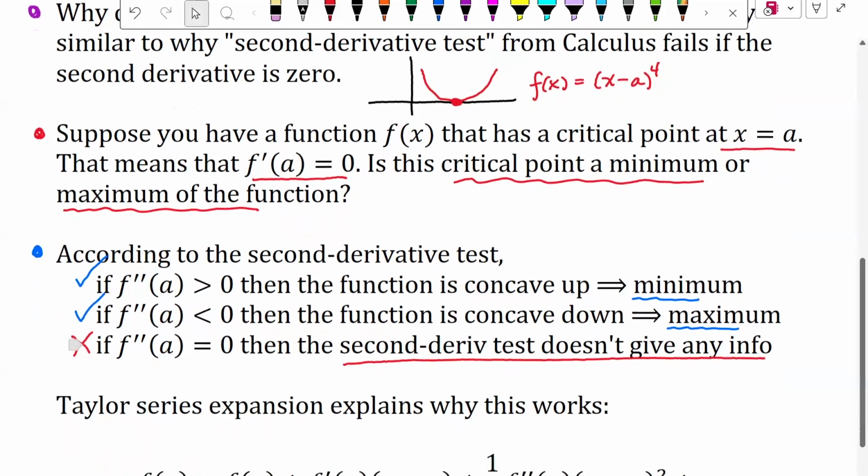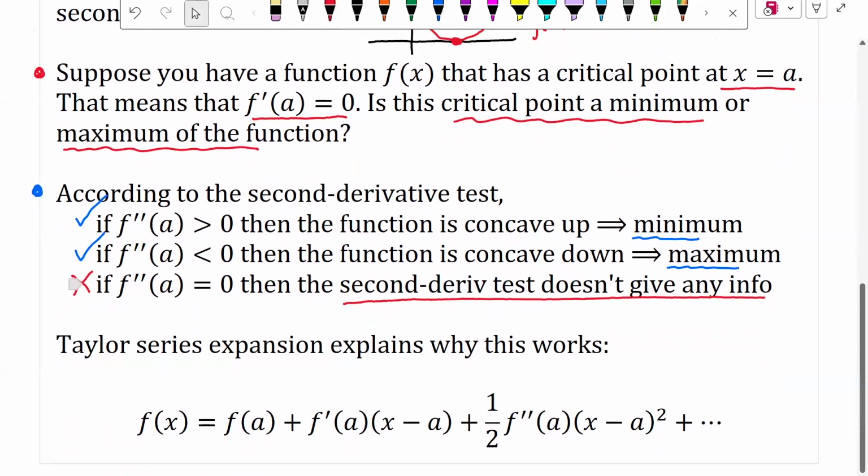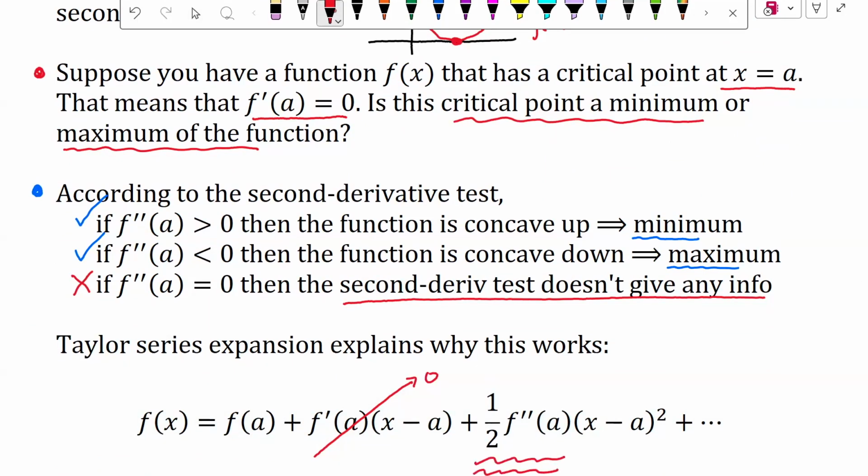And when we think about the Taylor expansion, we see that the first derivative is going to be zero, but if the second derivative is also zero, we are losing important information and we have to do a little bit more analysis. Let's go to the next page for a handy chart.